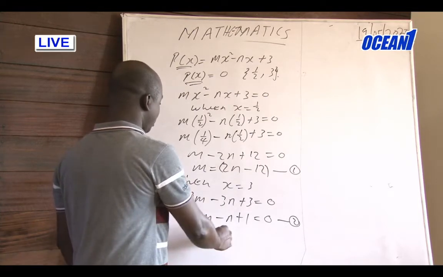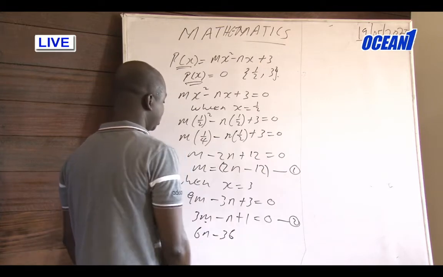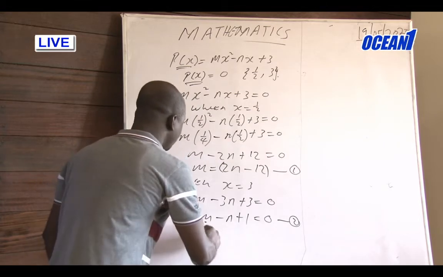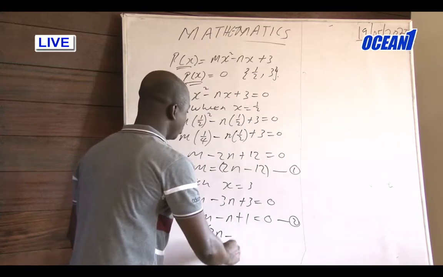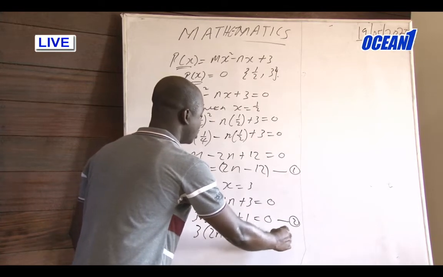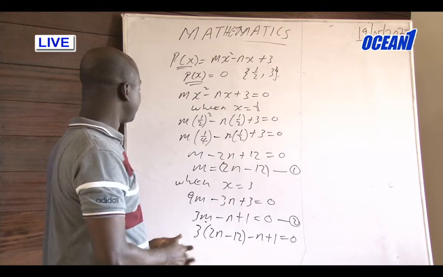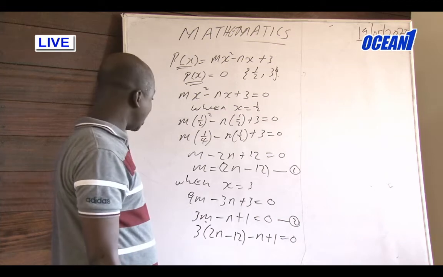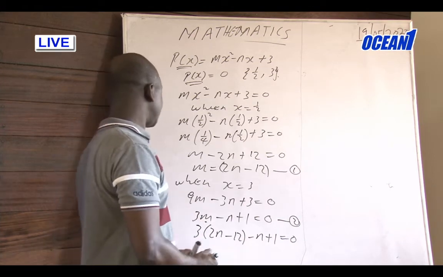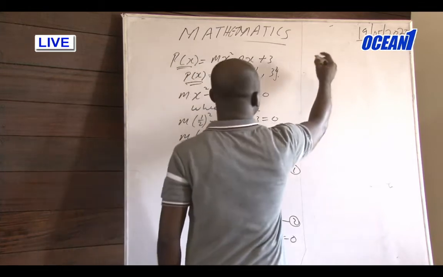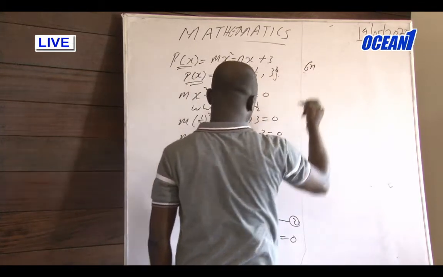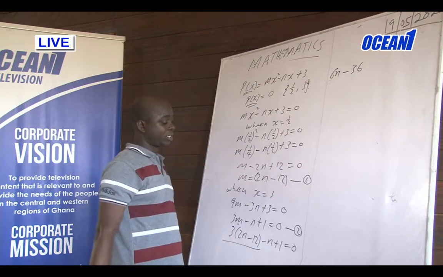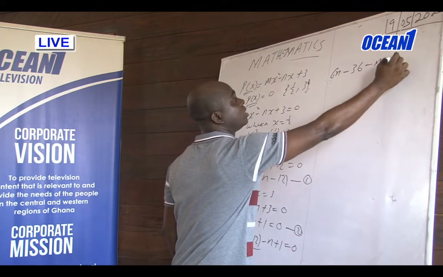I think at the end of the day, we are going to get something like 6n minus 36. So 3 multiplied by 2n minus 12, minus n plus 1 equal to 0. You should remember that wherever we see the n, we are putting there the expression 2n minus 12, which we are now going to expand and then simplify as, in this case, 6n minus 36, and that is the expansion for this part, minus n plus 1 is equal to 0.